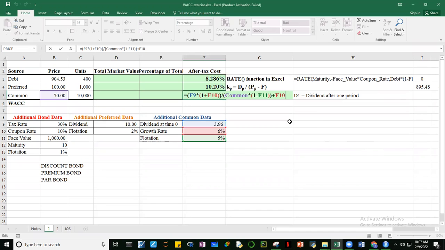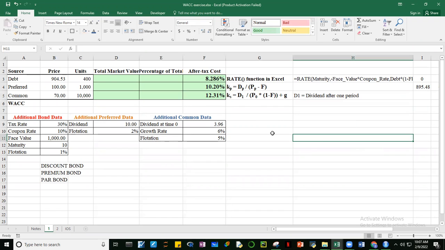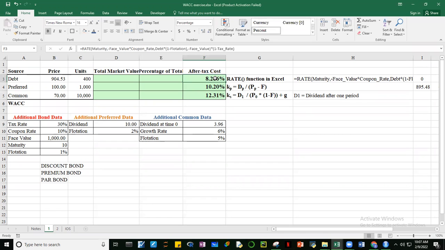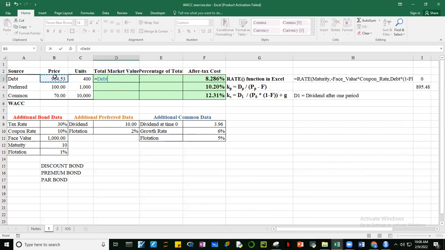All right, so now we have your cost of debt, cost of preferred stock, and cost of common stock. So isa na lang, kukumpitin na lang natin yung weighted average cost of capital. So we have to compute for the weights, kasi yung weights na to, i-multiply natin sa mga corresponding costs nila. So let's first compute for the total market value, and this is simply the price multiplied by the units.